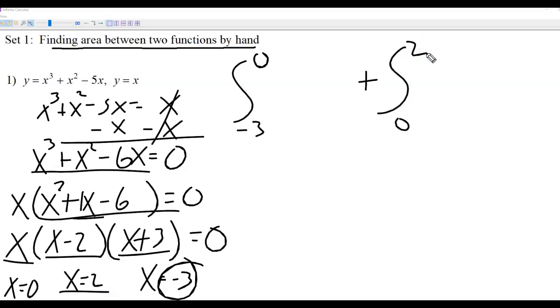So there's that. Now for this first interval, from negative 3 to 0, I'm going to do function 1 minus function 2, but I don't know which one is on top. So we actually do need to figure that out. So how do you know which one's on top?